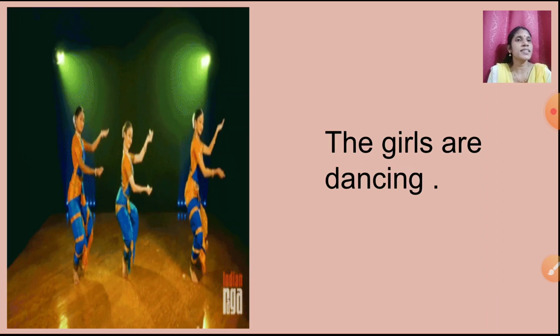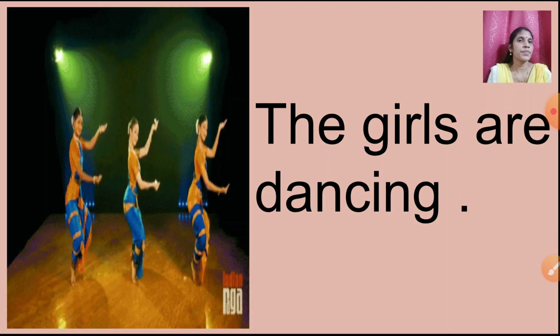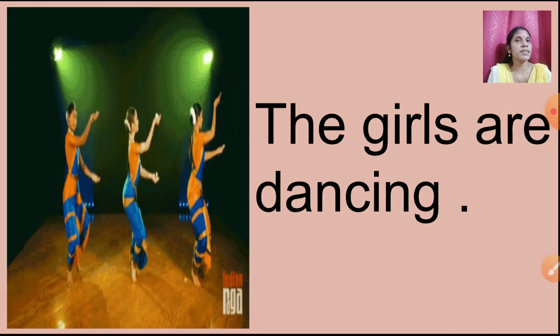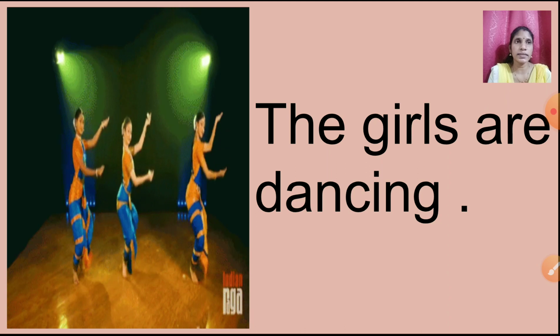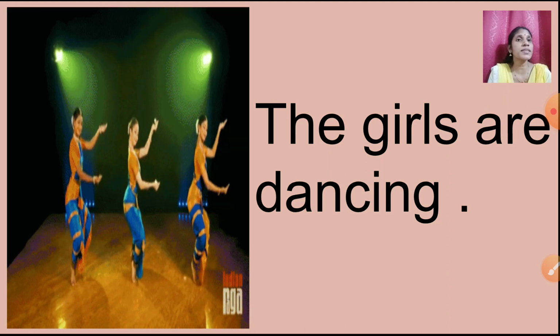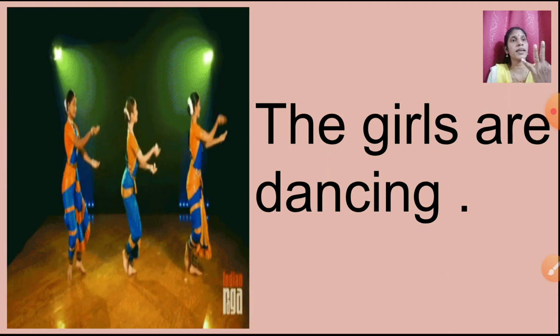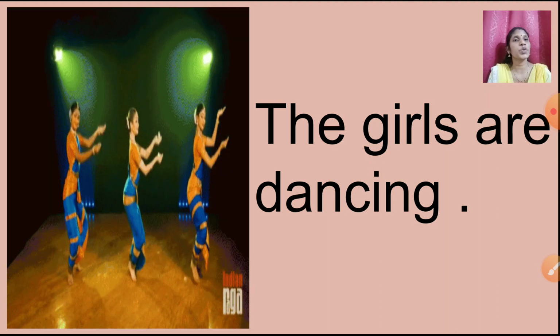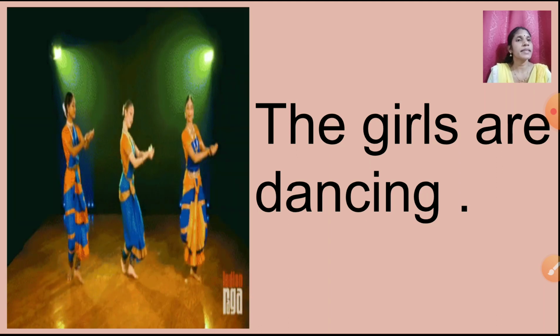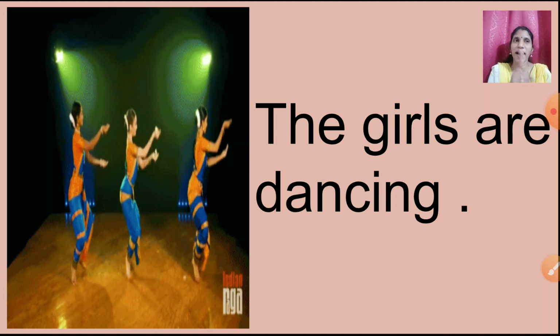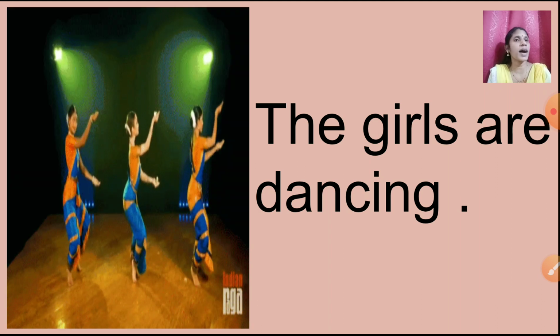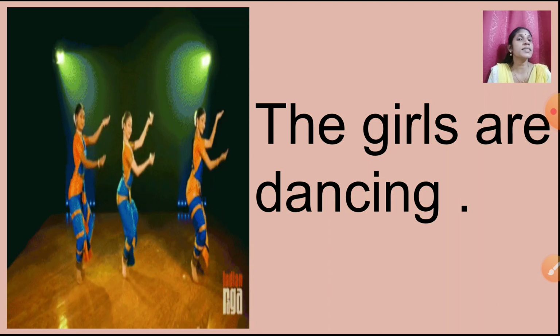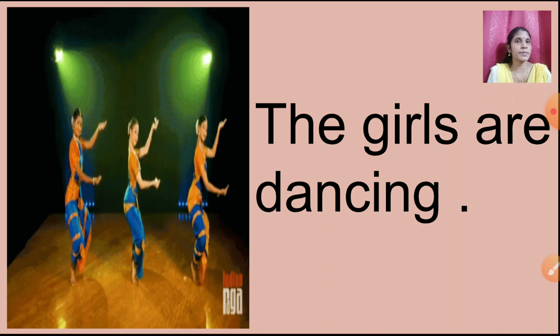What are the girls doing? Yes, the girls are dancing. Here you can see there are more than one, isn't it? How many girls are there? 3 girls are there. How many? 3. So that is more than one, isn't it? So when we are talking about many, that time you are going to use are. That is, the girls are dancing. Okay.